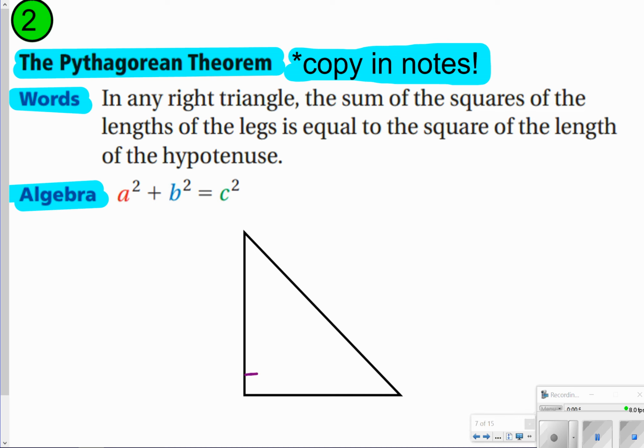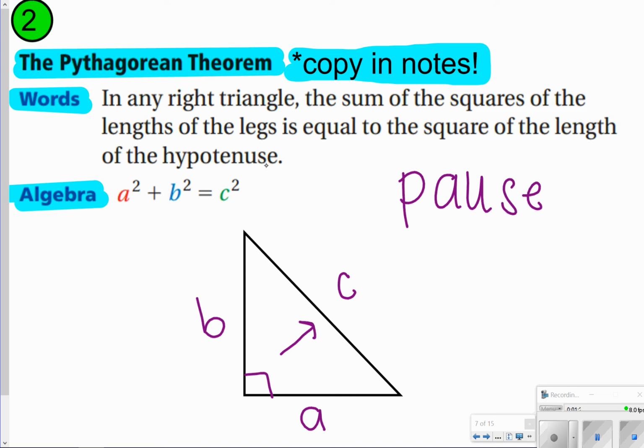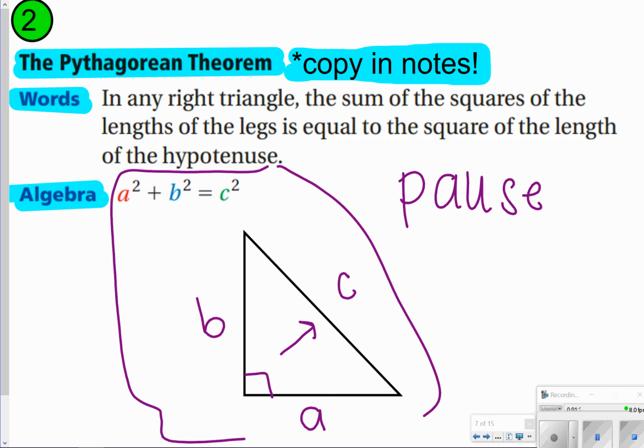Again, remember that A and B are the ones that are going to be touching the right angle. So A could be here and B could be there, or they can be switched around just as long as they're the only two sides touching the right angle. And then remember that C, or the hypotenuse, is always across from the right angle, and that's always going to be your longest side. Go ahead and take time now to pause the video here to make sure that you have the Pythagorean Theorem written down, and then once you're done, click play so we can try some questions.